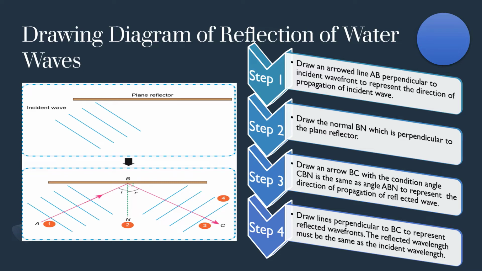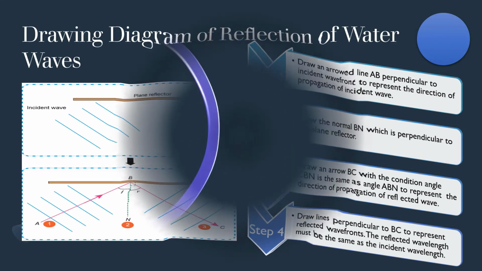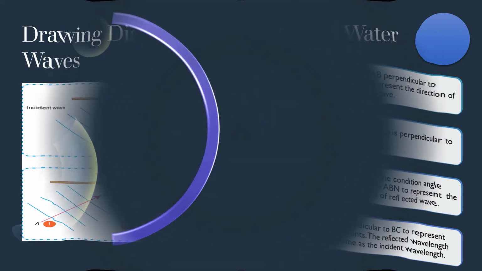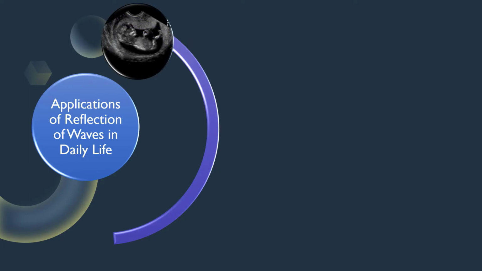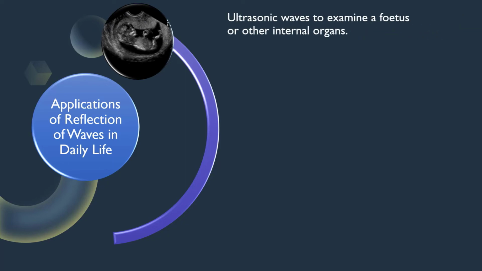Next, we want to look at the applications of reflection of waves in daily life. First, ultrasonic waves are used in the medical field, for example to examine a fetus, a baby inside the womb, or other internal organs. And then we have radio waves from communication satellites. This is where we apply the knowledge of reflection of waves.